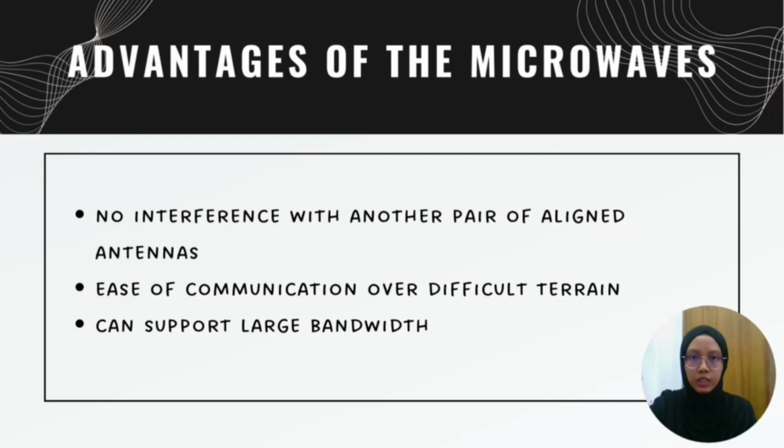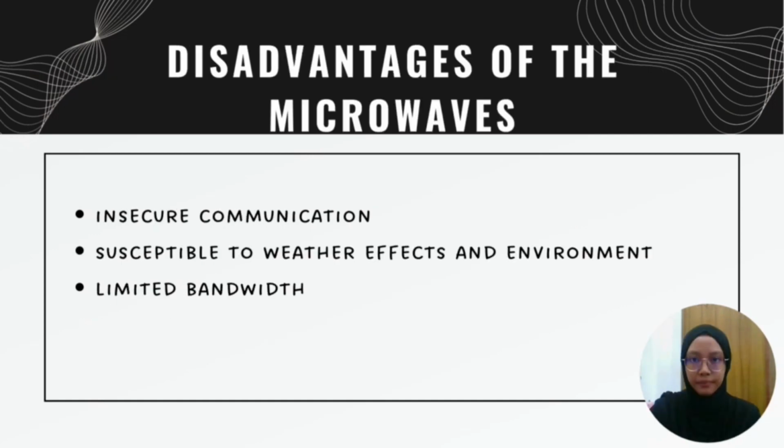The advantage of the microwave is no interference with another pair of linear antennas. The second one is ease of communication over difficult terrain, and the last one is that it can support large bandwidth. The first disadvantage of the microwave is insecure communication. The second one is susceptibility to weather effects and environment, and the last one is limited bandwidth.